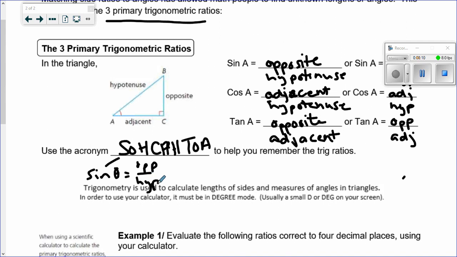So it actually gives you the formula. Sine, opposite divided by hypotenuse. Cos, adjacent divided by hypotenuse. Toa, opposite divided by adjacent. So it gives you the formula and a quick way to remember it.